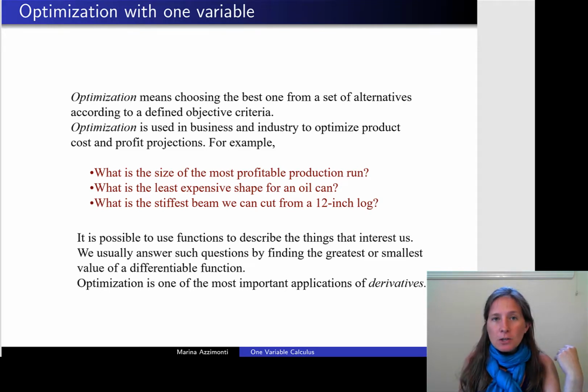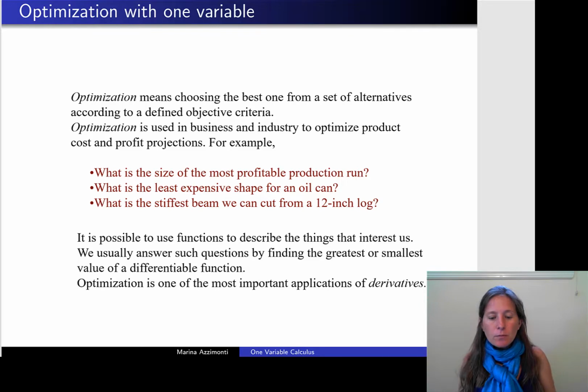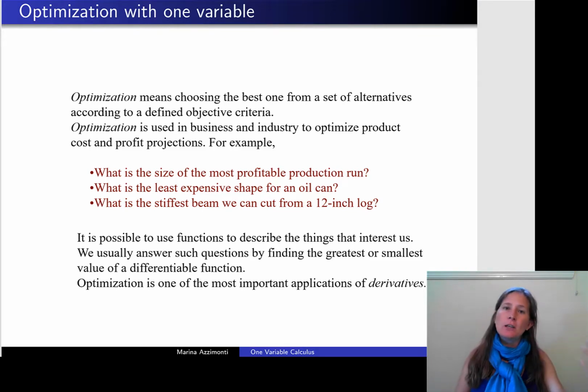So what is optimization? Well, we are trying to find the best thing from a set of alternatives given some objective function. And we use it a lot when we are solving economic problems: we maximize utility, we minimize cost. We find the optimal level of production. We find the optimal level of pollution. We find the optimal tax rate that maximizes welfare, etc.